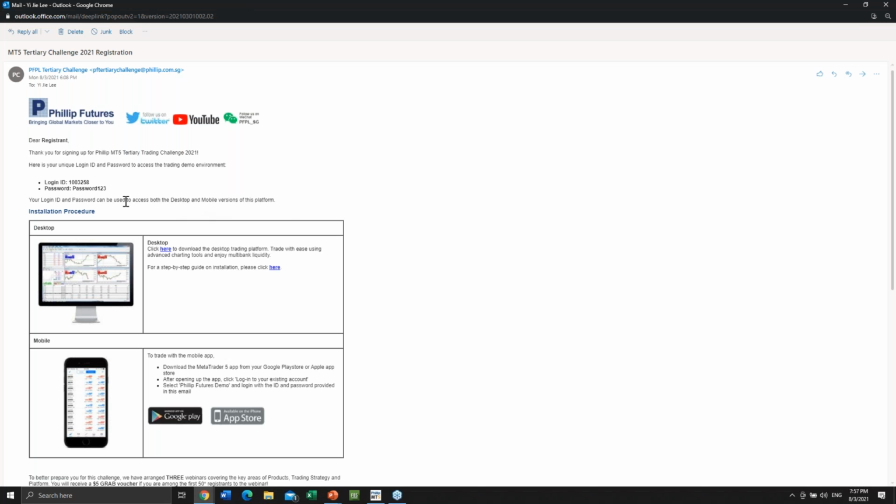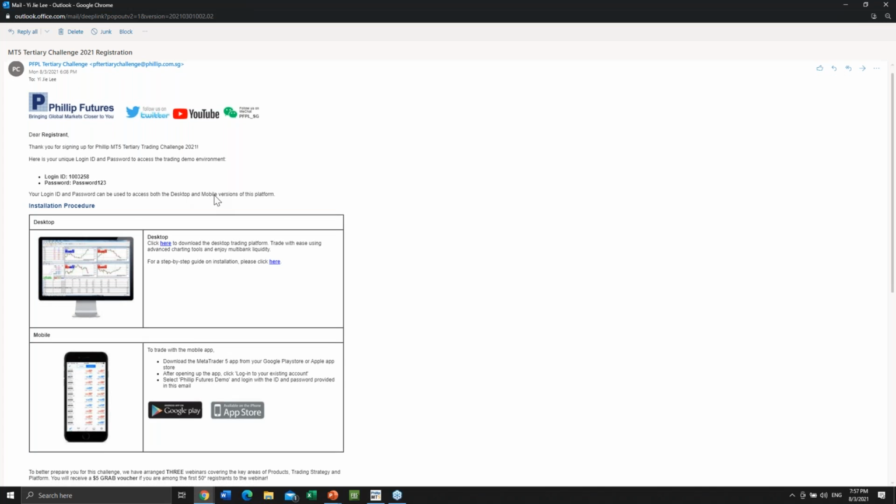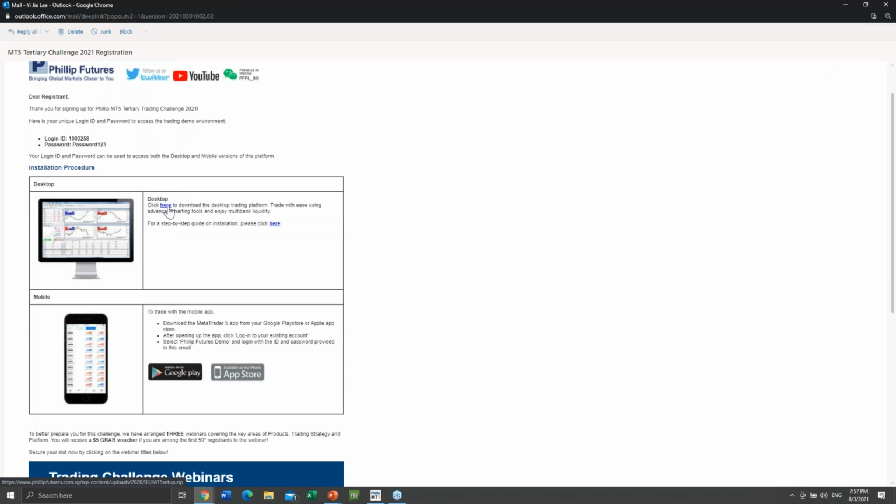So in this email, what you need to take note of is your login ID, your password that you have set, and also a link for you to download on the desktop. So simply click here for the installer to run. You will find that it's a very easy process. If you need some guidance, you can click here for the installation guide.